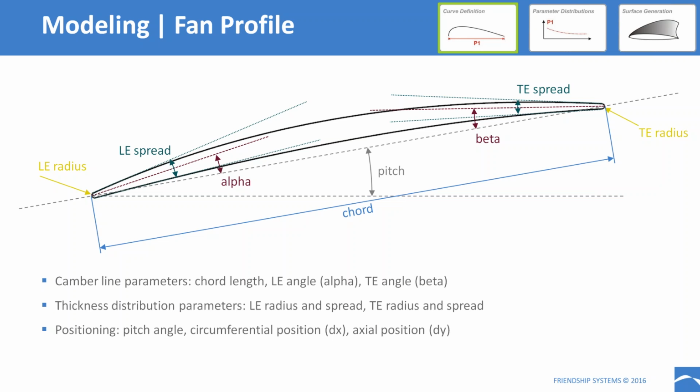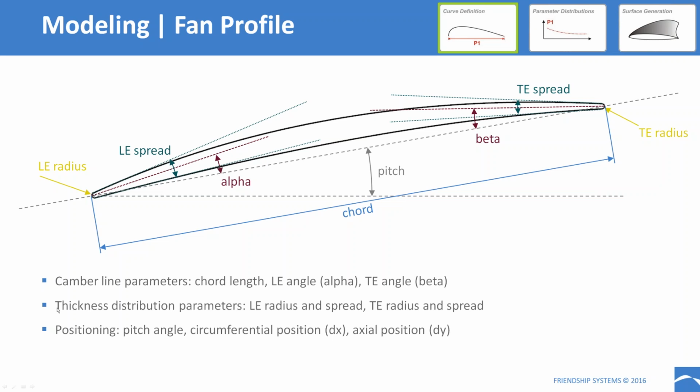So how does it look for our fan blade? Here I'm showing the first step of the process. We just saw our cross-section definition. So in our case, we have a profile definition, a rather simple one with a couple of parameters that you can see here in the picture. We have, for example, parameters that control the camber line of this profile, like the chord length and the leading edge angle. This is this alpha parameter. And the trailing edge angle, this is the beta parameter.